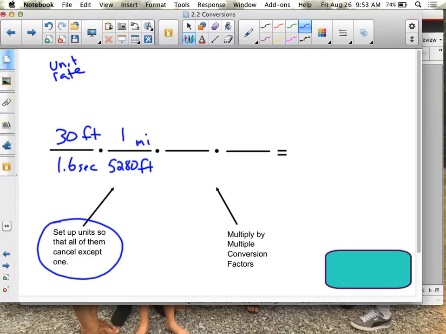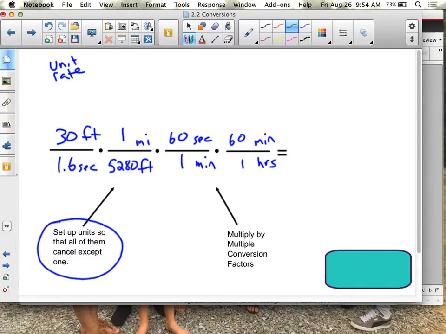So let's continue. I had another unit rate of 60 seconds equals 1 minute. Seconds are in my denominator, so they need to go in my numerator to cancel those units. And we knew that we had 60 seconds was 1 minute. And then finally, we want to cancel minutes and change them to hours. And we know that there's 60 minutes in an hour.